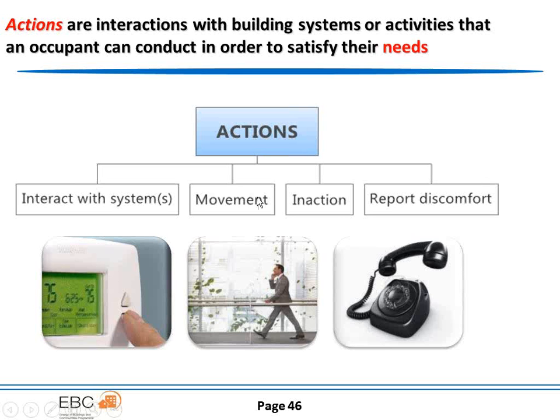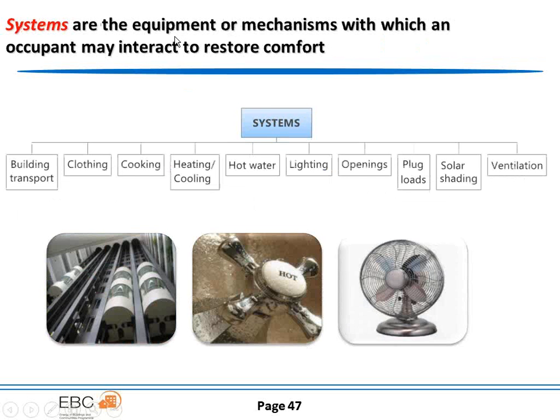Yeah, and sometimes you just do nothing, right? Tolerate, right? But then you sacrifice productivity or comfort. And some people may just call to complain, like to the operators, I'm too hot, I'm too cold. So basically, it's different styles of reaction if your needs are not met. And the system, so these are all the equipment, all the energy service systems, like clothing, cooking, heating, cooling, hot water, lighting, windows, and plug loads. These are the things that you can interact with to try to restore your comfort needs.